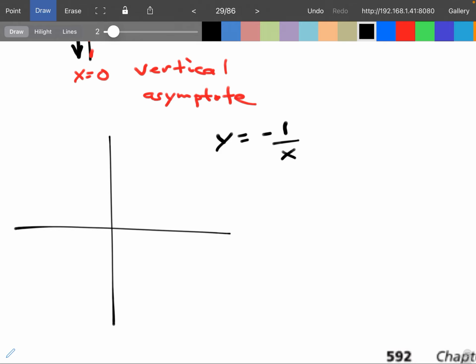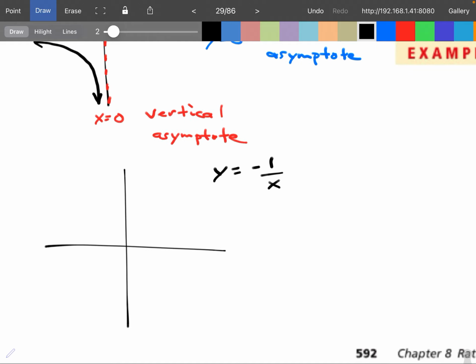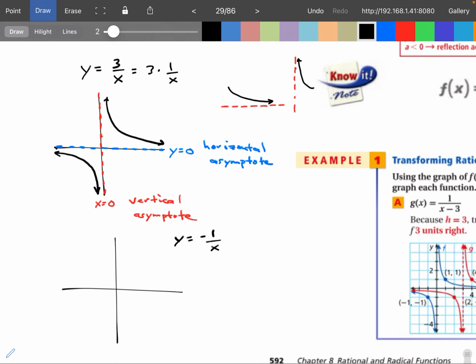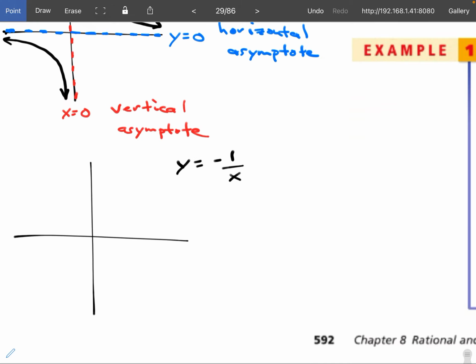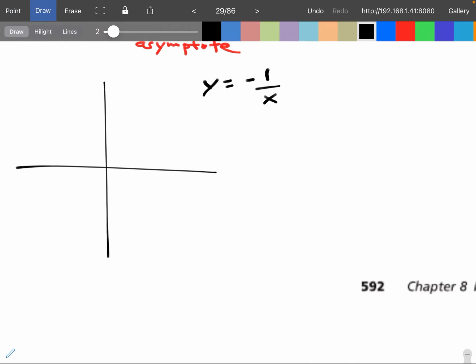I'm not sure how well you remember your transformations. But if you have a negative out in front of the function, it's a reflection over the x-axis. So what that does to this graph then is it takes this branch right here and reflects it over the x-axis into quadrant number 4. And it takes this branch right here and reflects it over the x-axis up here into quadrant number 2. So what you would get is a graph that would now be in quadrants 2 and 4 instead of quadrants 1 and 3. So keep that in mind.